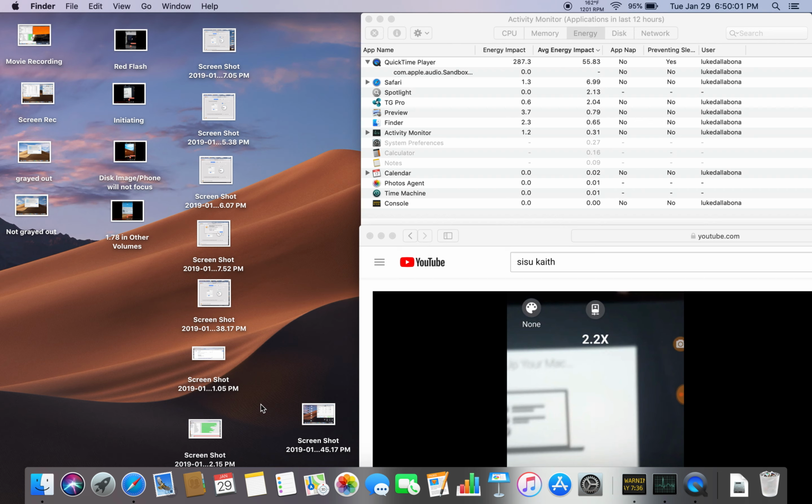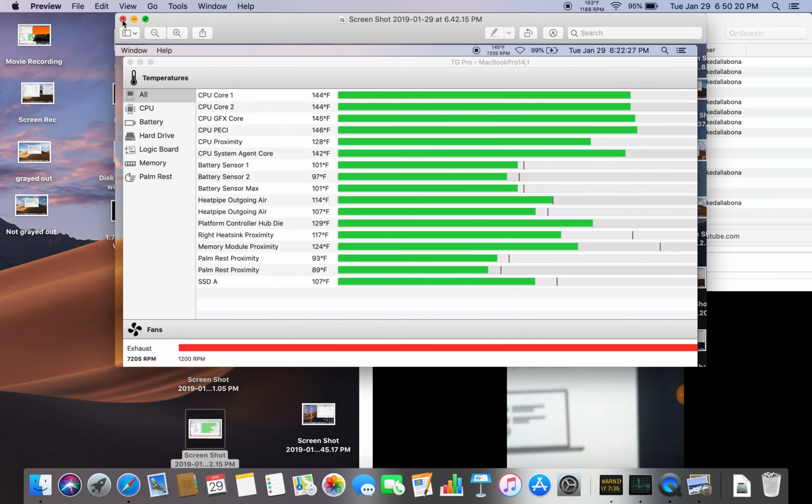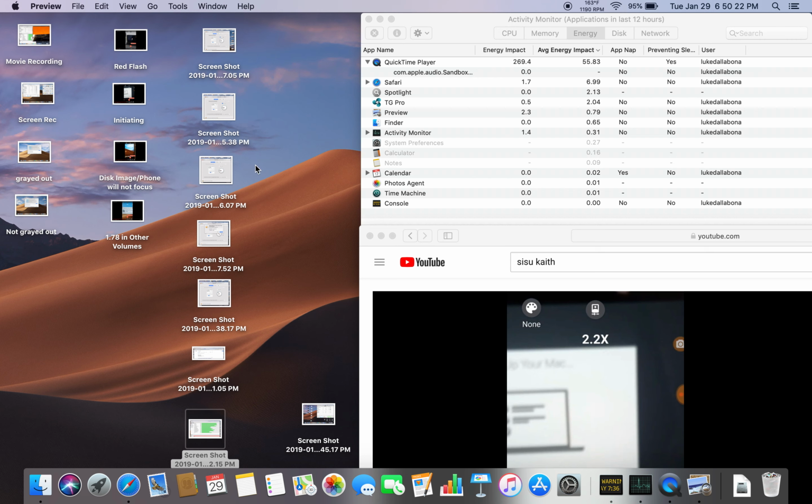All right, I did record earlier and the temperature was at 144, but the exhaust was extremely noisy. It went to 7205 RPM, okay? And this is completely documented. Now, what else?